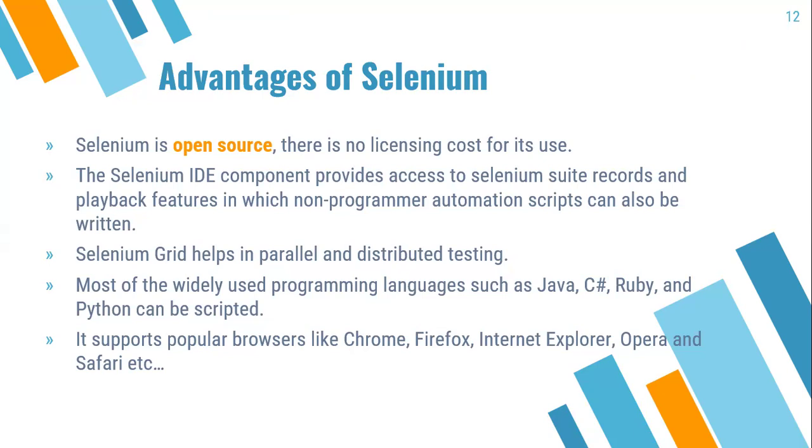Open source. What is the meaning of open source, guys? Open source means not licensed. No need to buy any license. Anyone can use it. You can go to the Selenium site and download it. But some tools are commercial, which means you need to buy the license.